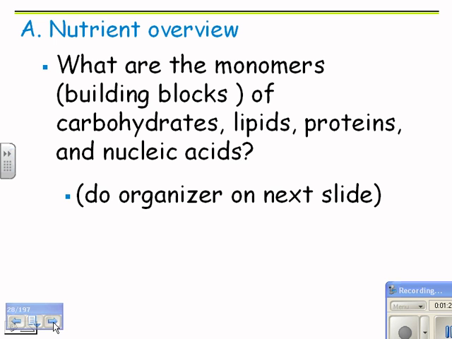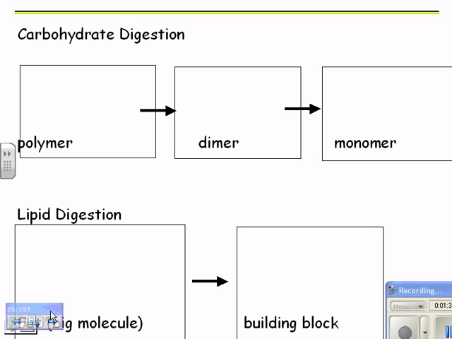Nutrient overview: what are the monomers or building blocks of carbohydrates, lipids, proteins, and nucleic acids? You can do this on your own, pause now, do this on your own, and then come back for the answers.